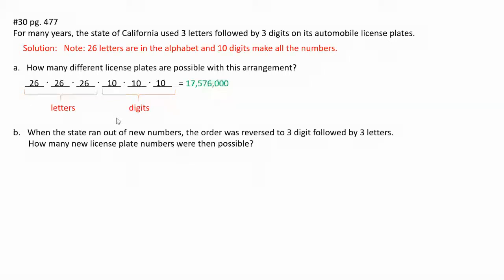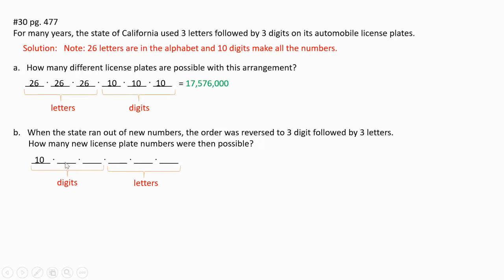Now for B, when the state ran out of new numbers, the order was reversed to 3 digits followed by 3 letters. How many new license plates were then possible? Let's do that. So here they reverse the order. So these are the digits and these are the letters. Again, there are no other restrictions, just that they switched them.